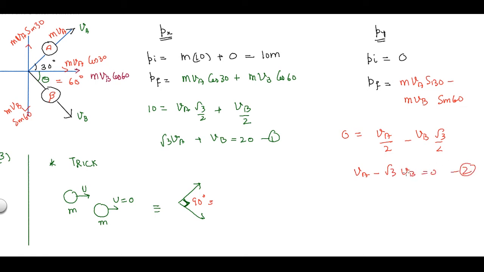Equation number 2. So we have two equations and two unknowns. Let's solve them. After solving 1 and 2, VA is going to be equal to 5 root 3 meters per second and VB will be equal to 5 meters per second.